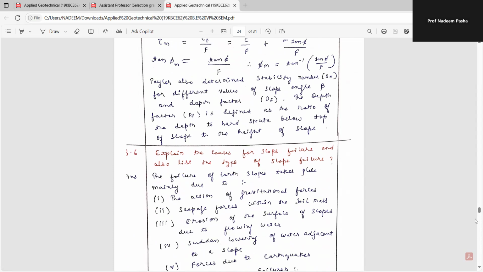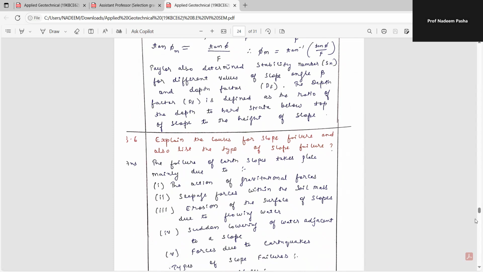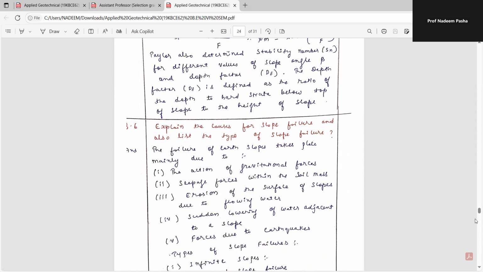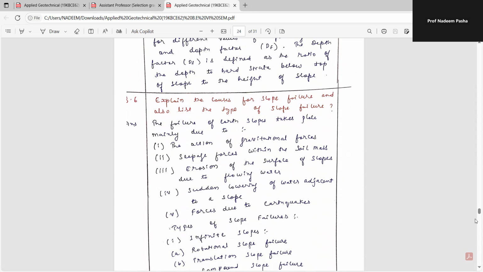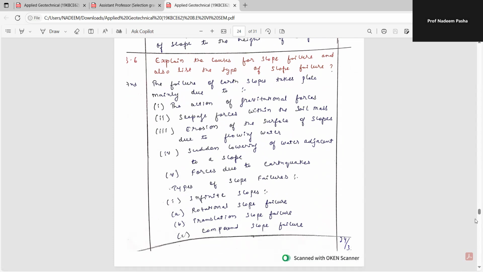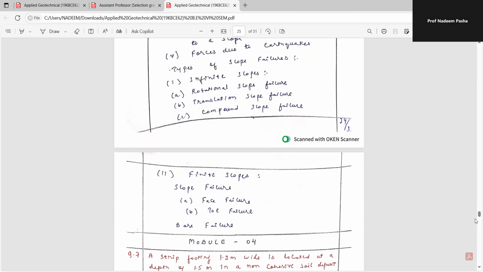Explain the causes for slope failure and also list the types of slope failure. The failure of earth slope takes place mainly due to the action of gravitational force, seepage forces within the soil mass, erosion of the surface of slope due to flowing water, sudden lowering of water adjacent to a slope, and force due to earthquake. Types of slope failure: infinite slope, and finite slope. Finite slope failures include rotational slope failure, translation slope failure, compound slope failure, face failure, toe failure, or base failure.